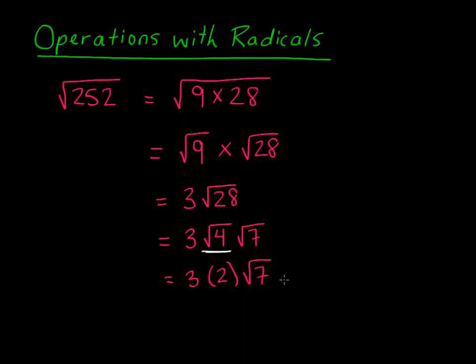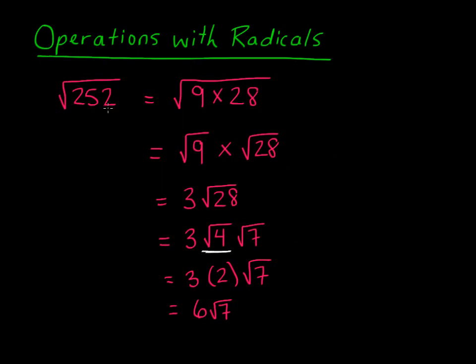I know that 7 can't be broken down any further. The square root of 7 can't be broken down any further because there is no perfect square number that will divide into 7. And then finally I simplify. 3 times 2 is 6, so I get 6 root 7 as my answer. So this one we actually did 2 simplifying steps.